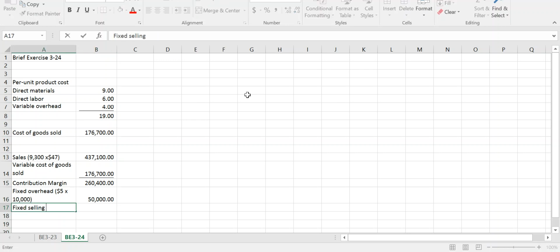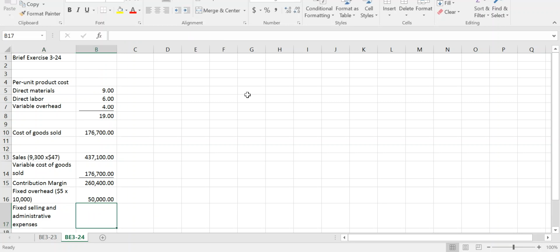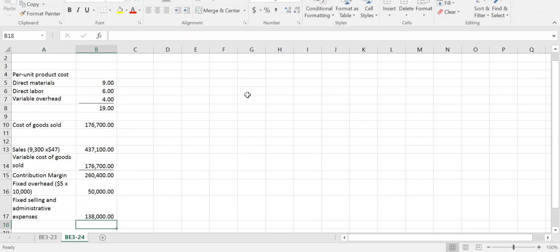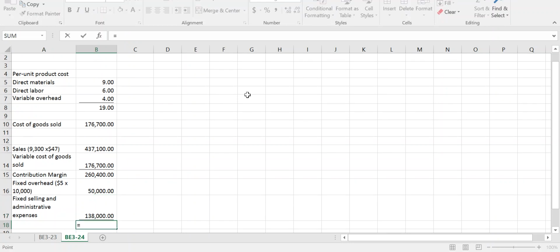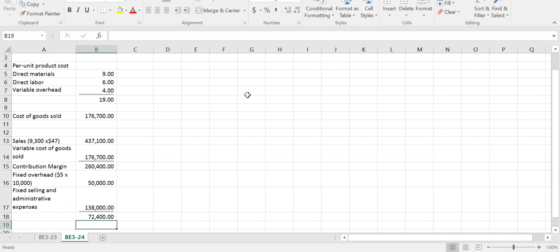We also had our fixed selling and administrative expenses of $138,000. So we're going to take our contribution margin, subtract away our two fixed expenses, and we are at $72,400. Notice that our operating incomes do not match, and they should not match. When you are doing variable costing and absorption costing, your operating income should never come out exactly the same because we're treating our fixed overhead differently under each scenario.